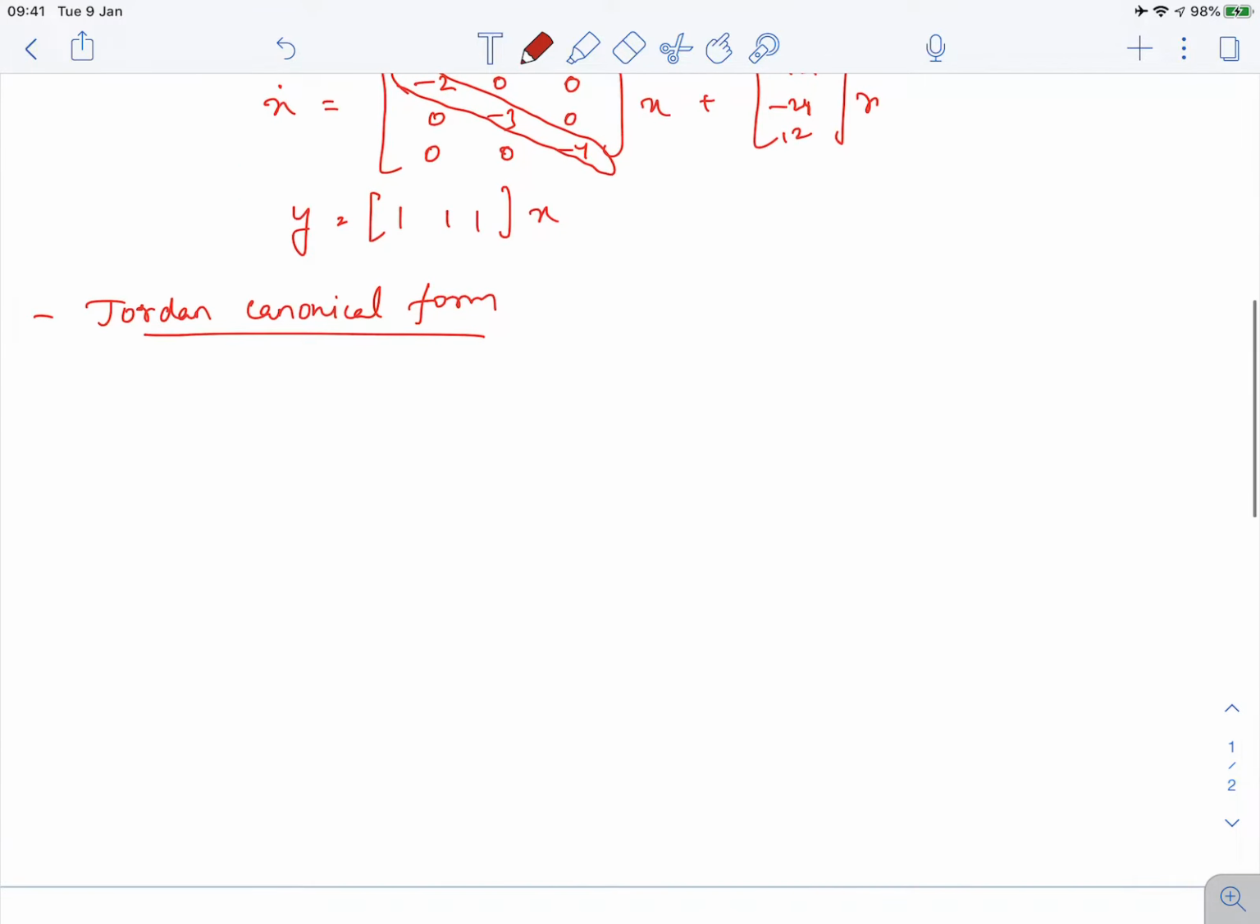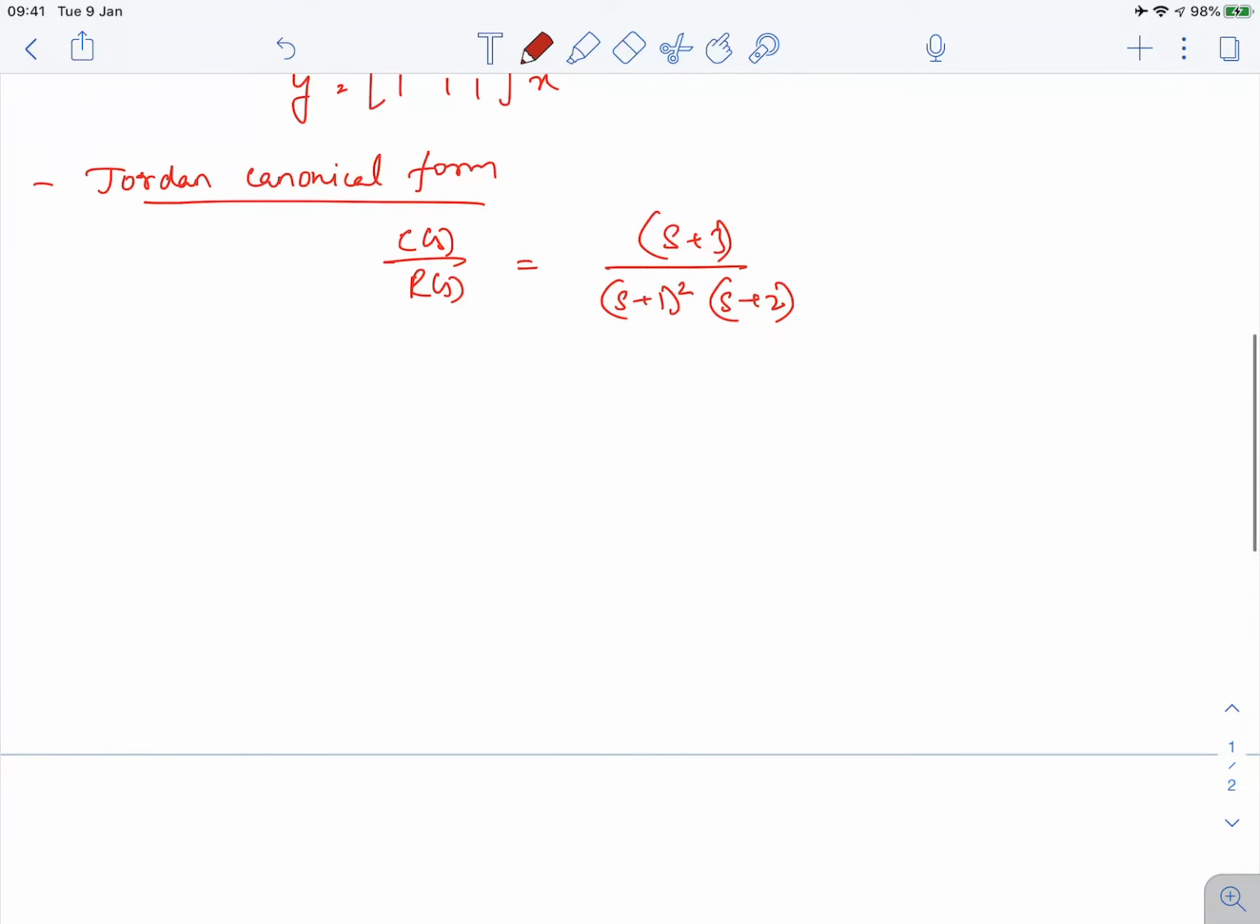Now if we have some other transfer function, let's call it C of s over R of s, with s plus 3, s plus 1 squared, and s plus 2 in the denominator. By repeated root I mean that in the denominator you see there are two poles located at minus 1. So you won't have all the roots on the diagonal elements, but there would be some off diagonal elements also.